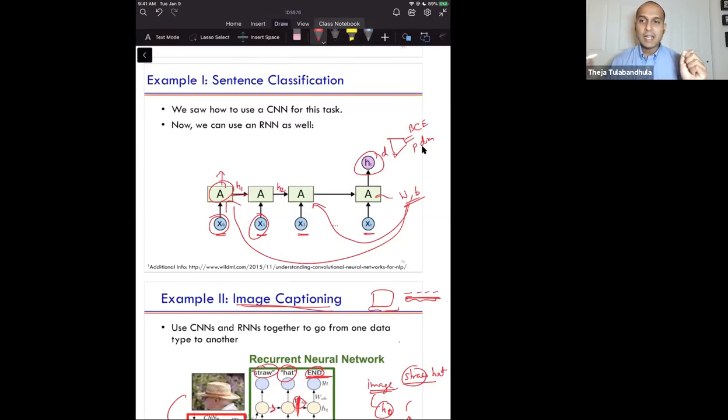Then you could do padding. So you could pad sentences so that they are of the same size. And there are also pros and cons about why you can add padding and how it influences the results, very similar to how we added padding while working with conv layers. Okay, so that's sentence classification.